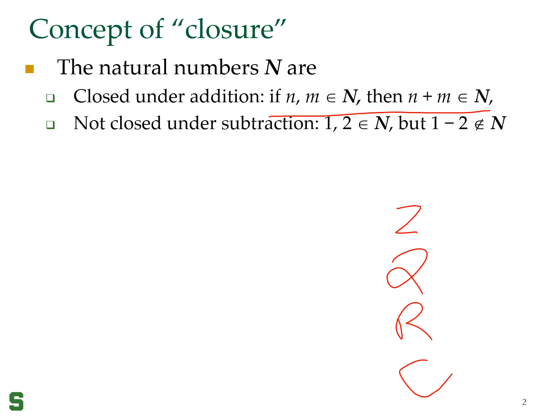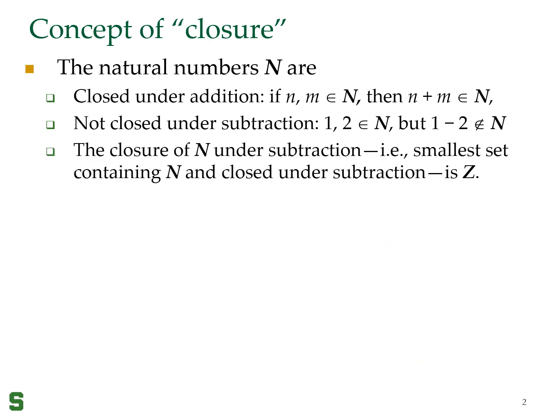What we want is the smallest such set, and in this case it will be the set of integers. So that's basically what we want in the definition of closure of natural numbers under subtraction. We want a superset of the natural numbers, but the smallest such possible set. And in this case, it would be the set of integers.